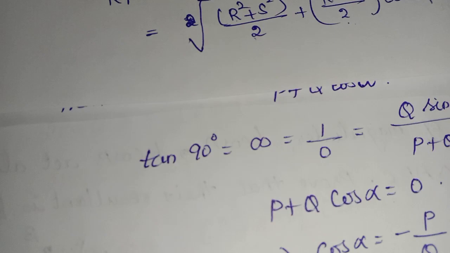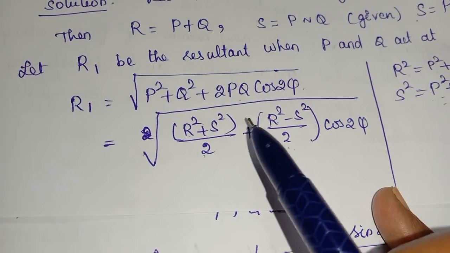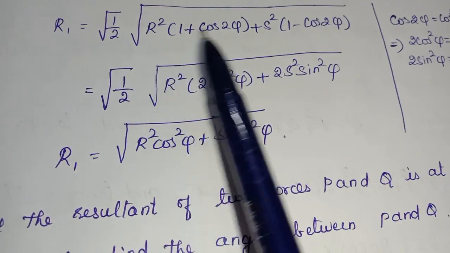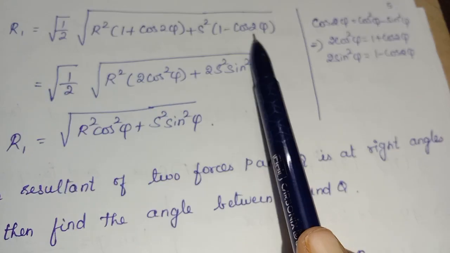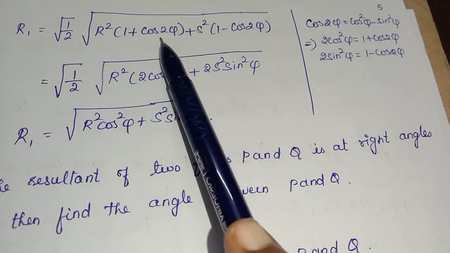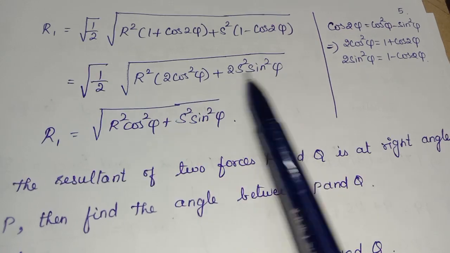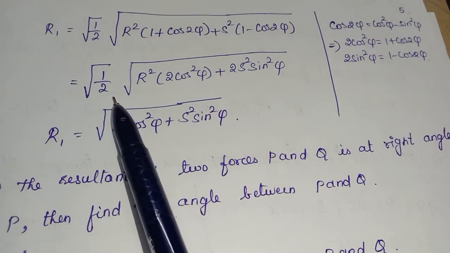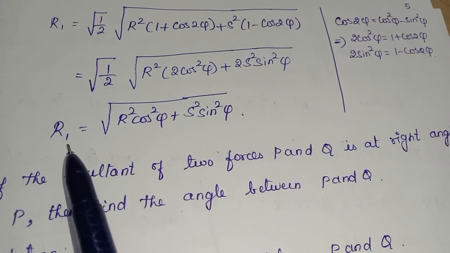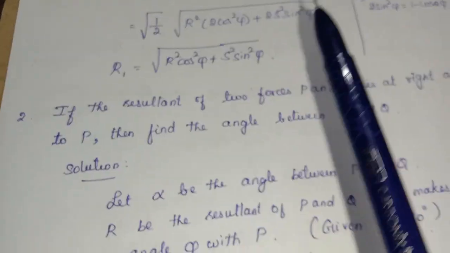This is the result we have finally, no? You take R square outside, so what will you have? 1 plus cos 2 phi. And if you take S square outside, you will have 1 minus cos 2 phi. So R square into 1 plus cos 2 phi plus S square into 1 minus cos 2 phi. But what is 1 plus cos 2 phi? 2 cos square phi. So here you substitute 2 cos square phi, and 1 minus cos 2 phi equals 2 sin square phi. Then you simplify. This 2 and 2 will cancel, no? Everything is inside the square root. So the resultant equals square root of R square cos square phi plus S square sin square phi. Right? That's all.